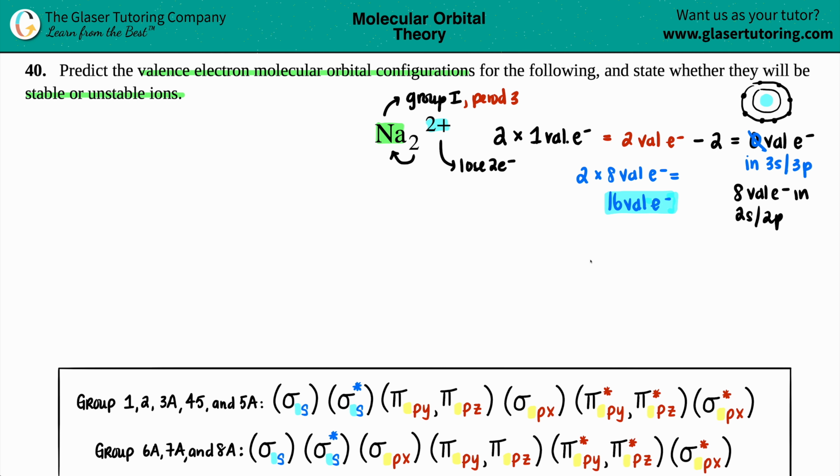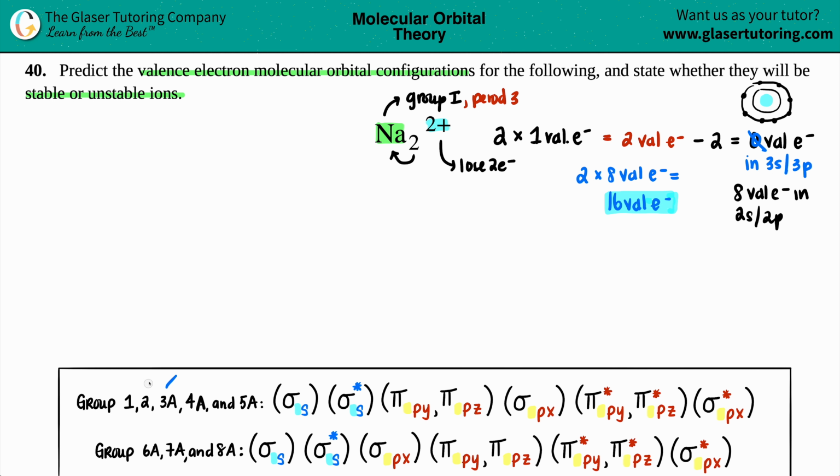And it's a mess. But there are 2 different types depending on where your element is located. We got groups 1, 2, 3A. This is supposed to be 4A, not 45. I don't know why I put a 45. I guess because I knew 5 was coming up. So 5A, and then we have group 6A, 7A, and 8A.